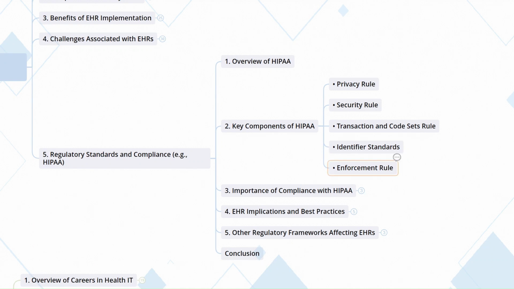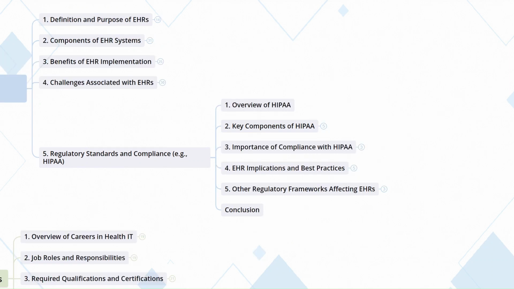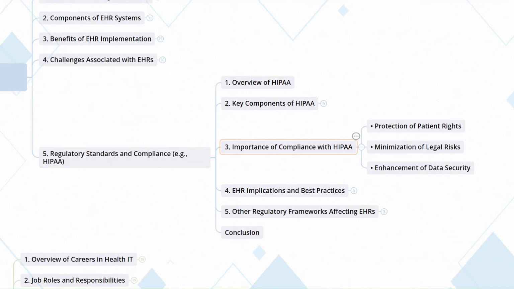Next, the enforcement rule. This outlines the procedures for compliance, establishing penalties for non-compliance with HIPAA requirements. It includes guidelines for investigations, hearings, and the imposition of civil and criminal penalties for violations. Next, the importance of compliance with HIPAA.